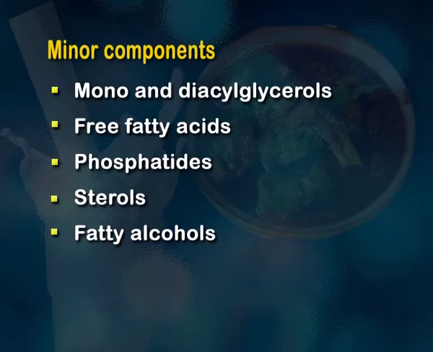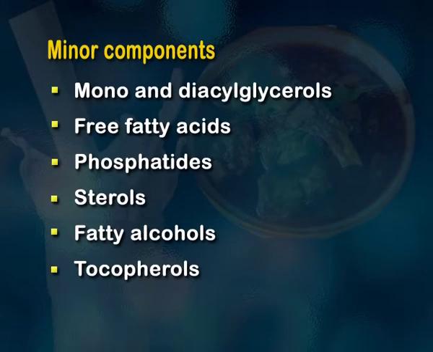Then the next minor component is fatty alcohols. Long chain alcohols are of little importance in most edible fats. A small amount of esterified fatty alcohol is present in waxes found in some vegetable oils. Larger quantities of these fatty alcohols are found in some marine oils.